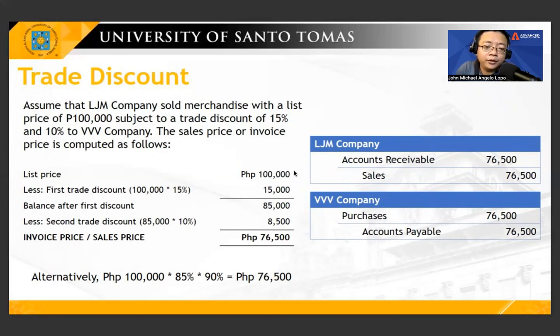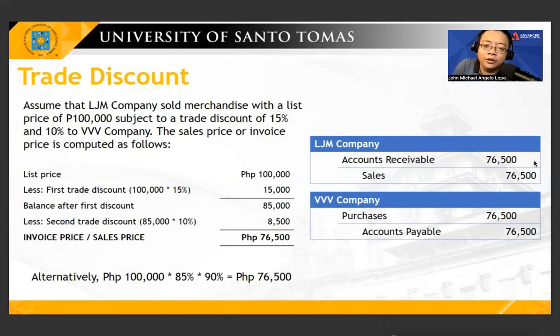So if you have list price of 100, may discount ka na 15% sa una. So you have 85, then second discount of 10. So automatic, the invoice price is 76,500. Ito yung nakikita nyo sa mall. Kalagay doon, 10% discount. No? So meaning ang babayaran mo ay 90% na lang. Diba? Please take note of this one.